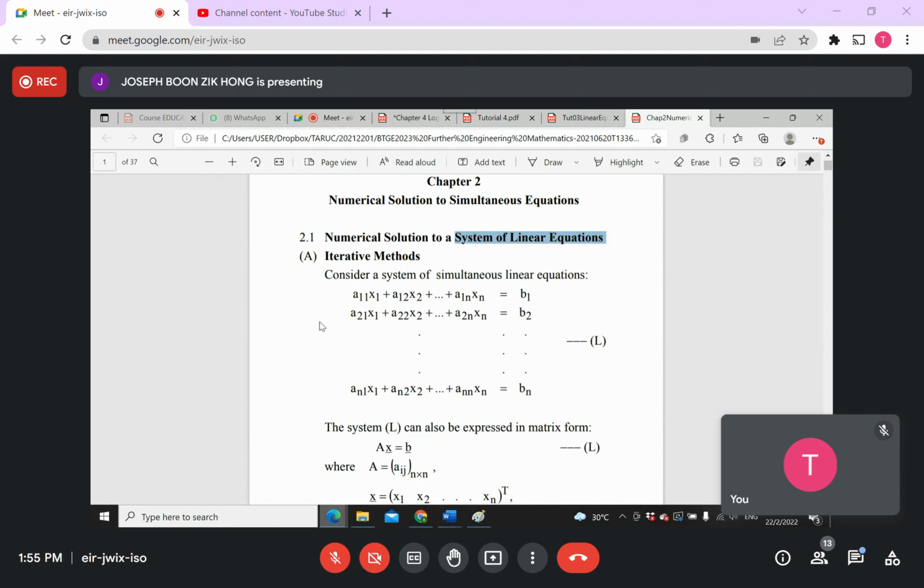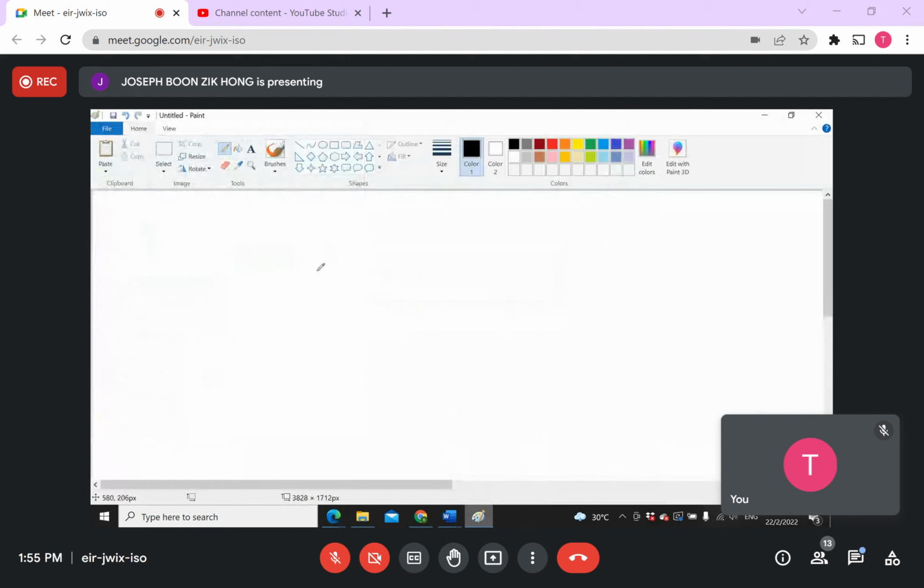What is meant by system? System means you have more than one. For example, how are you going to solve 3x plus 5y equal to 16, and 3x minus 5y equal to -4? Maybe you will tell me, I can substitute: x equals 16 minus 5y divided by 3, then substitute into the second equation and get the answer. Or I take the first equation plus the second equation and get x, or the first minus the second and get y.